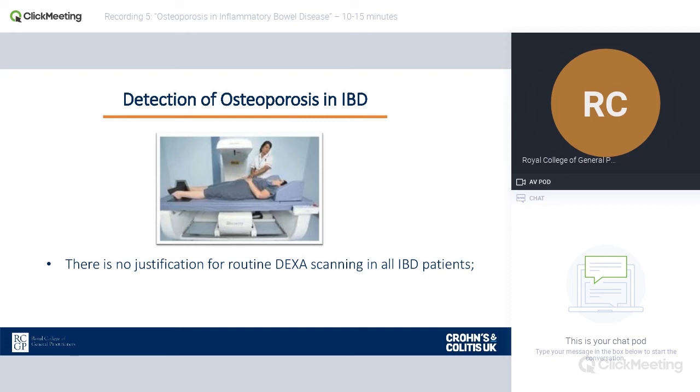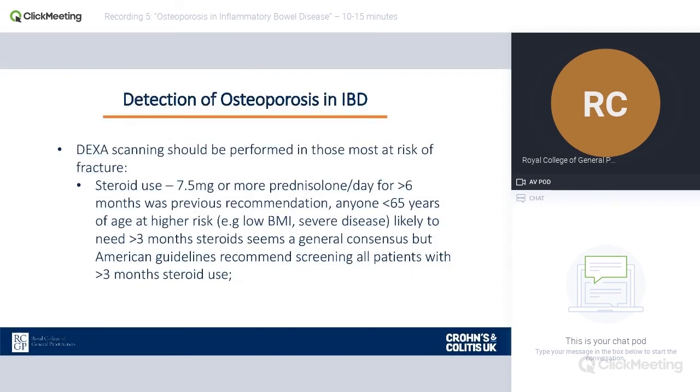There isn't any justification for us to be doing routine DEXA scanning in all inflammatory bowel disease patients. However, I've already mentioned that a significant proportion of patients are affected, so we do need to be looking for the patients that are at risk and considering who we test.